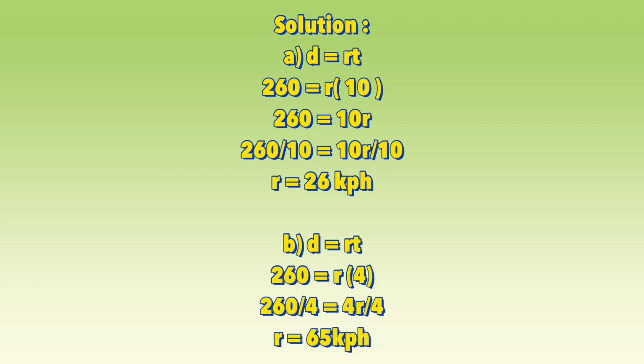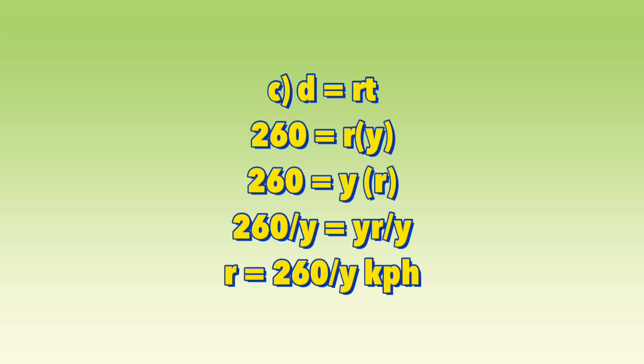And for letter C, the same formula that we're going to use, D equals RT, and the given distance is 260 equals R times Y, because for letter C, Y is the given. Then 260 equals R times Y equals YR. And we're going to divide both sides by Y. So that's why our rate for letter C, R equals 260 over Y kilometers per hour.